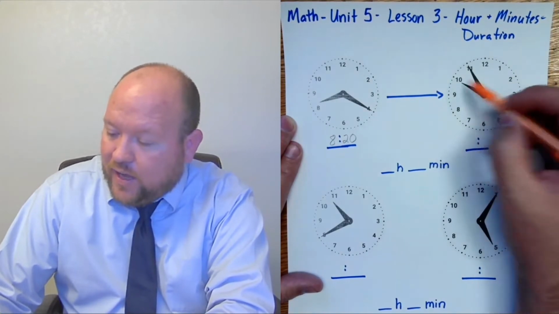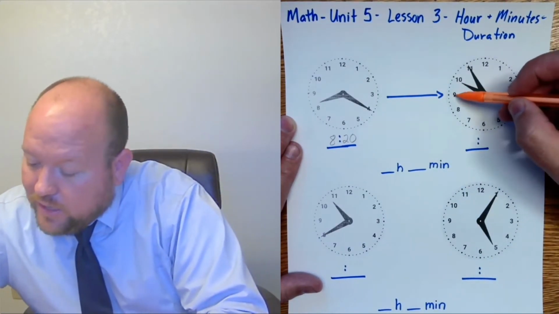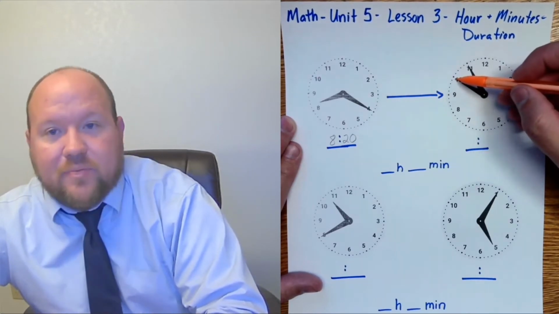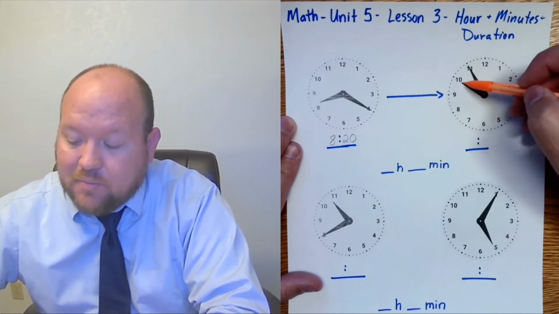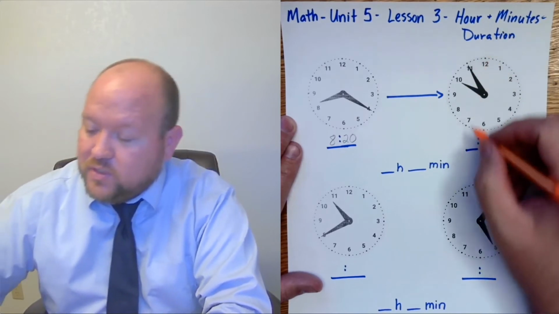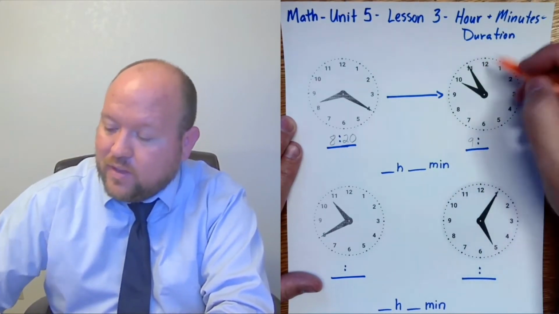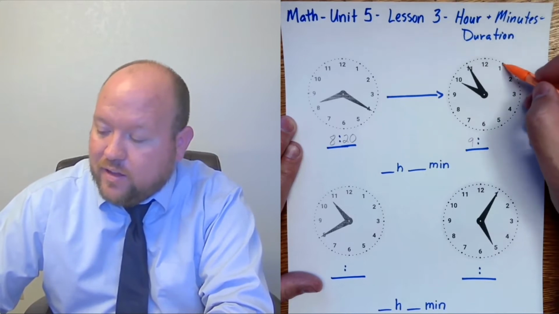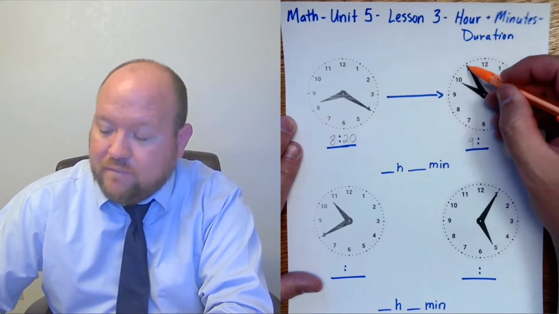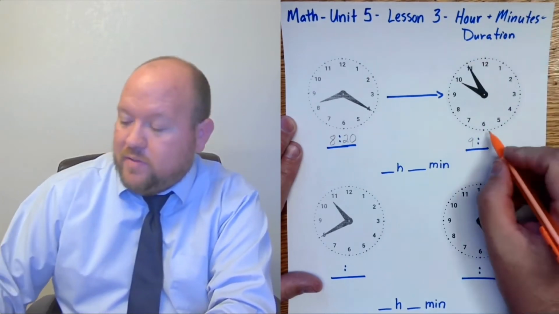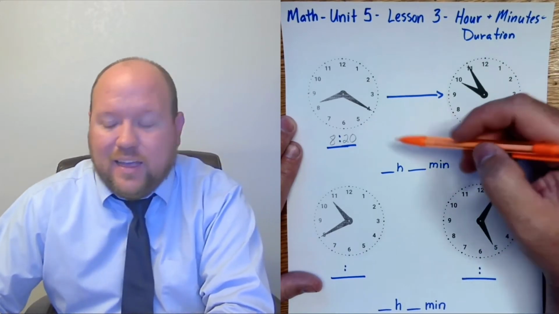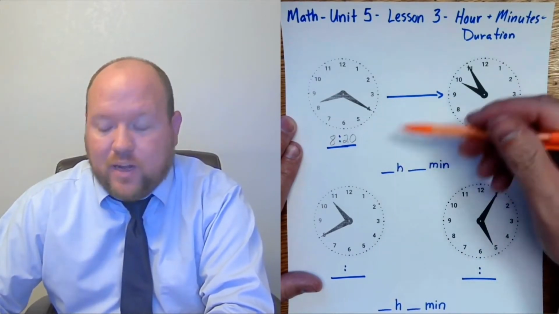We end at, it is right here, in between the 9 and the 10. Now, it looks really close to the 10, but it's actually not at the 10 yet. It's in between them, all right, because this minute hand has not made it. So this is actually going to be 9. And then it's pointing at the 11, 5, 10, 15, 20, 25, 30, 35, 40, 45, 50, 55. Or 5 times 11 is 55. So I want to see how many hours and minutes have transpired between these two.